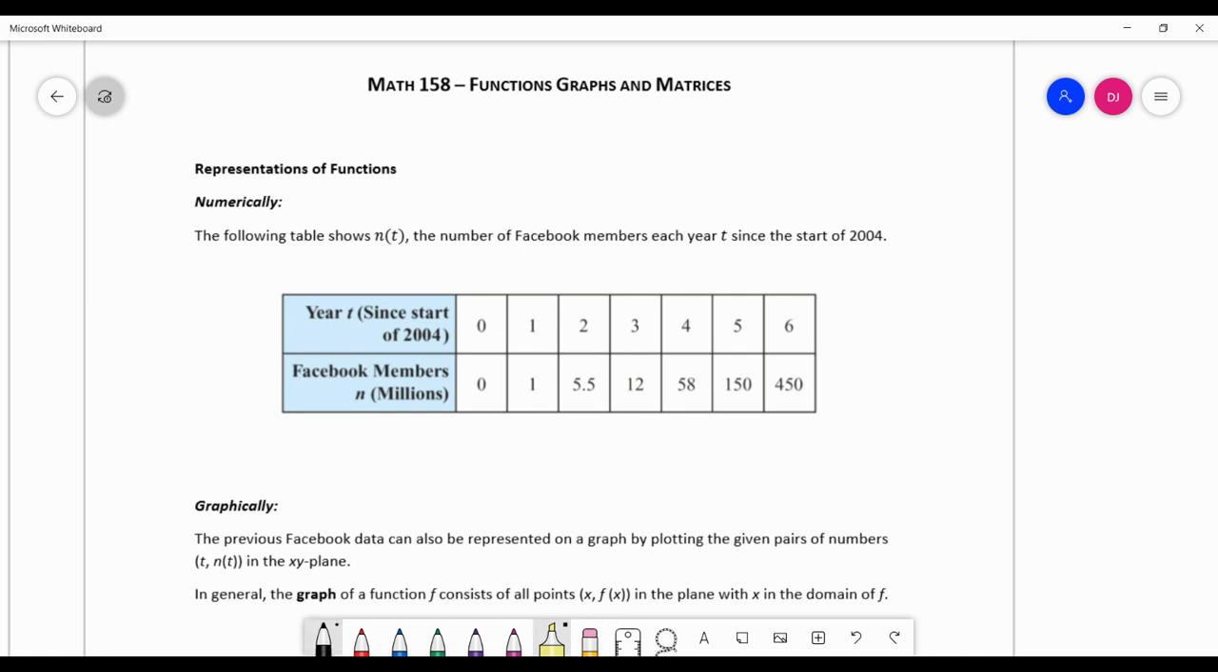So in 2004, Facebook had 0 members. One year later, they had 1 million members. After 2 years, they had 5.5 million. After 3 years, they had 12 million users. And so I see the function here, which tracks the number of Facebook users each year since 2004, numerically, or in a table. It's a table of values, a T-chart, if you will.